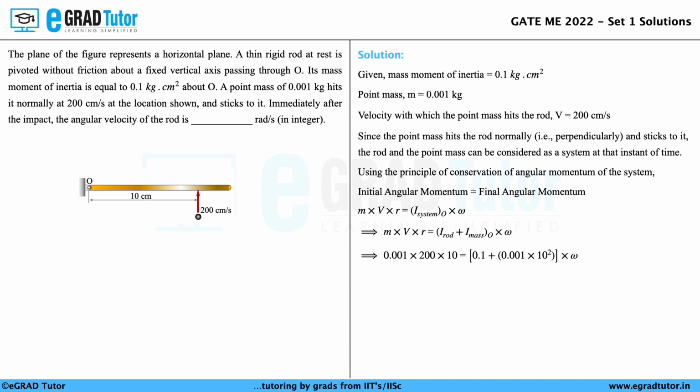Upon simplification, we get the value of omega as 10 radians per second. The accepted answer range for this question is 10 to 10.